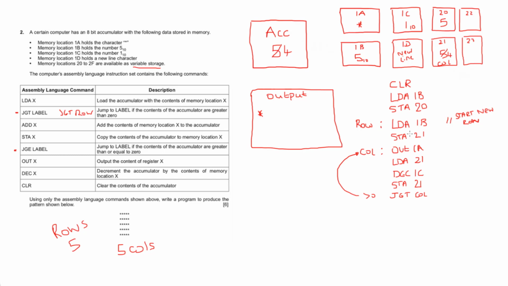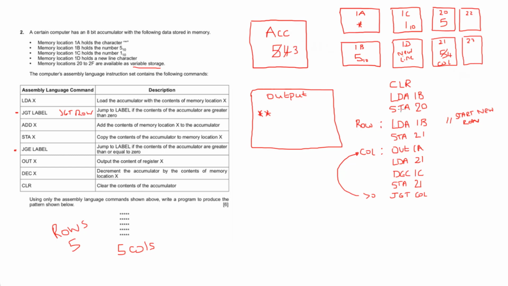Now hear me out here. We're on 4. I've just got to this line, JGT column. Is 4 greater than 0? Yes, it is. Jump back up to column, output a star again. So you output a star like this, and then you load register 2-1. 2-1's got 4 in it, so you load 4 onto the accumulator. You decrement what's in the accumulator by the value of 1C, which is 1, so you decrement that down to 3.